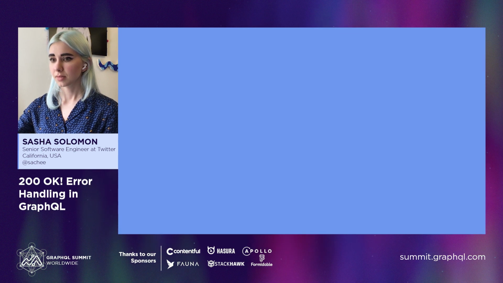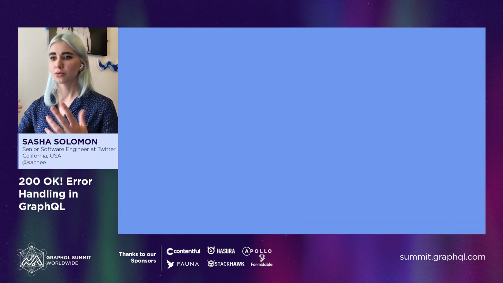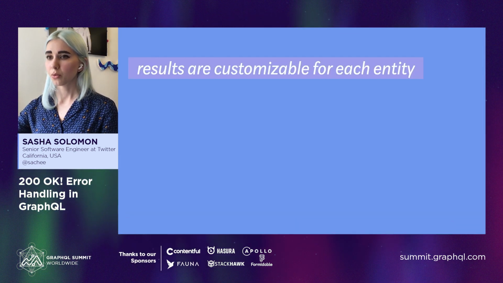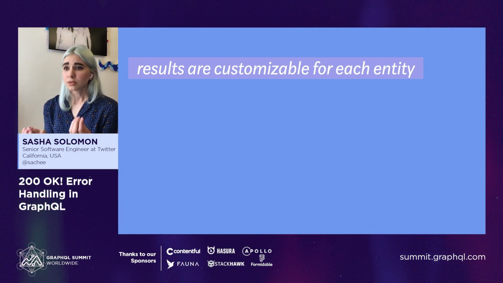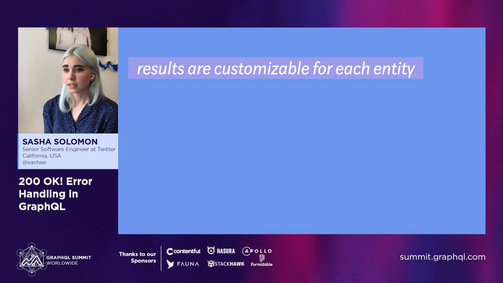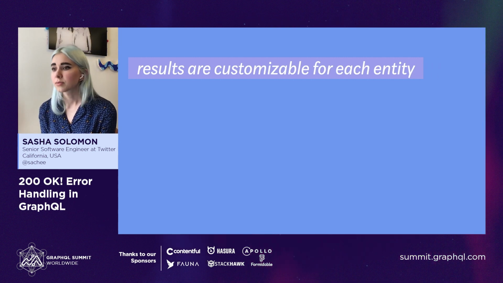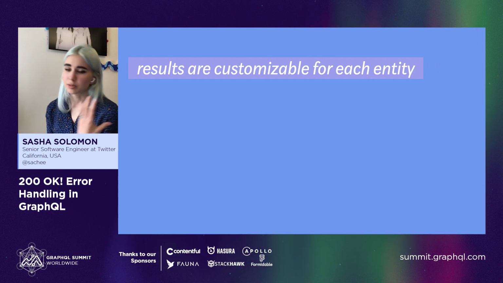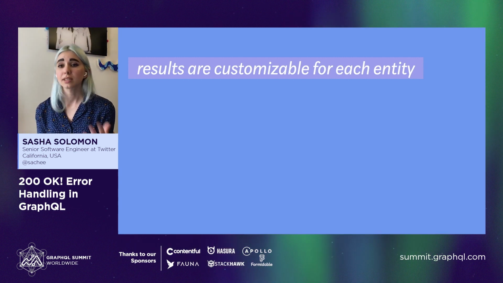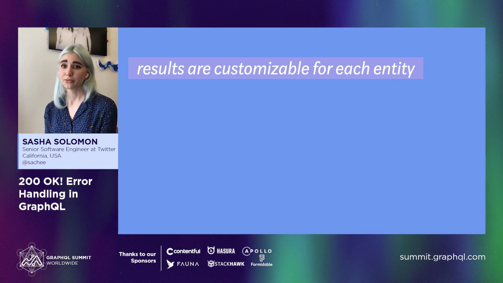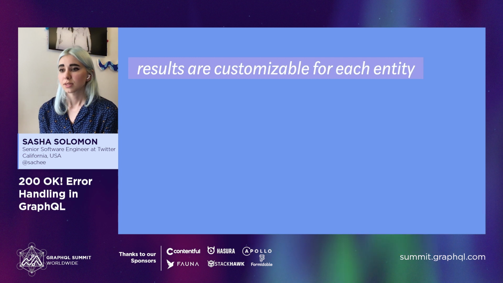So let's go through again what we've learned here. Again, results are customizable for each entity. So a user can have different alternative results than other entities will, and we can add different errors and customizable fields for each type. So we did that for user, and then we did that again for image. So that's pretty sweet.